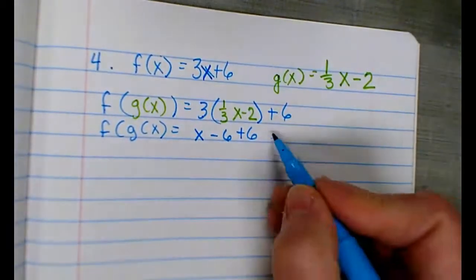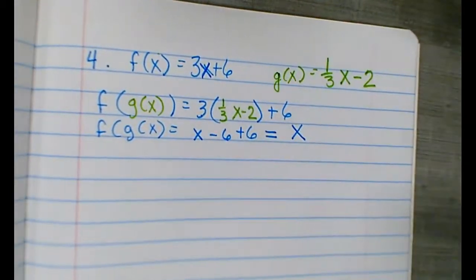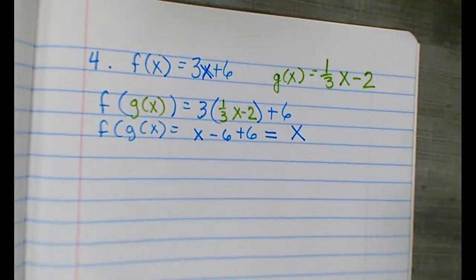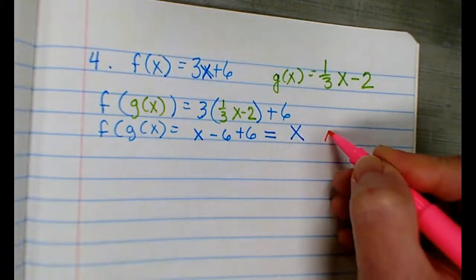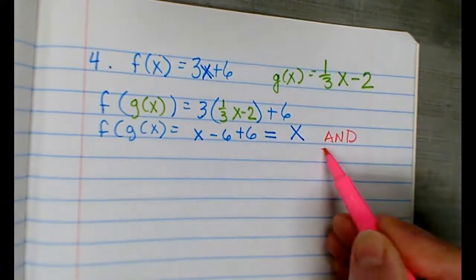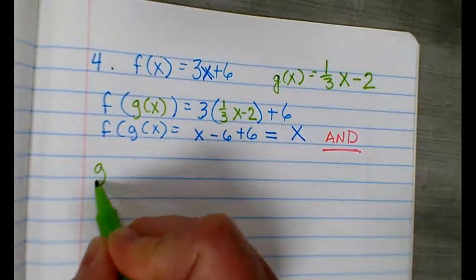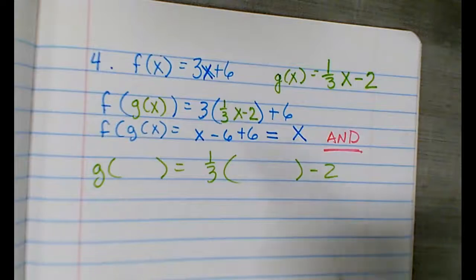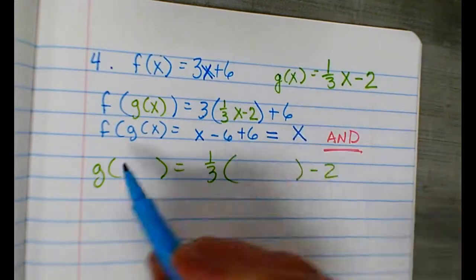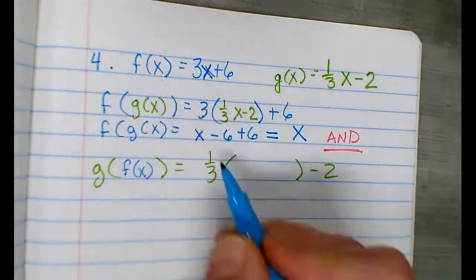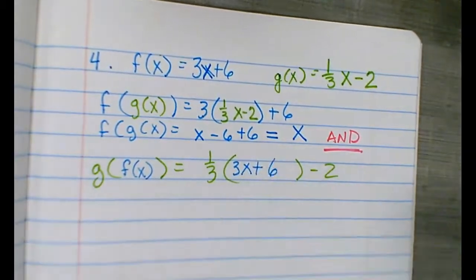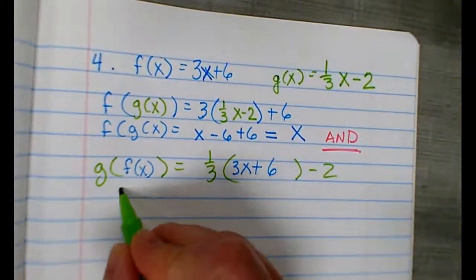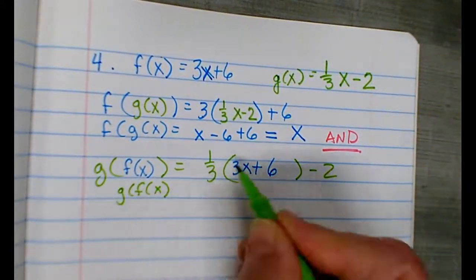What happens to my 6's? Am I finished? Can I make a conclusion that this is an inverse? Not yet. If I get x there, then I have to do the second part. And I have to do the composite the other way around, starting with g on the outside and substituting f of x, and then combine like terms, or distribute the 3 and work it out.